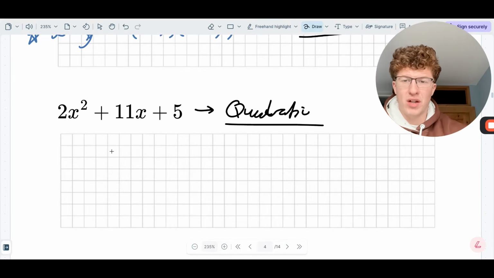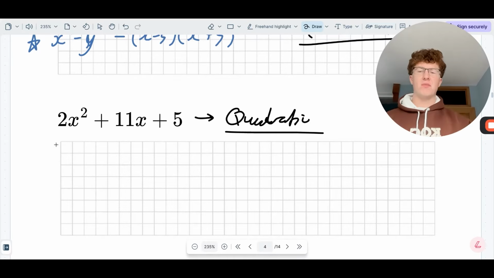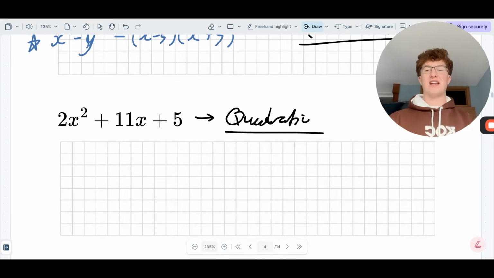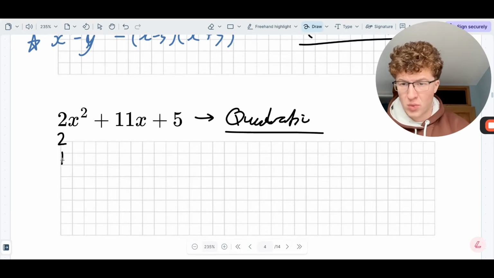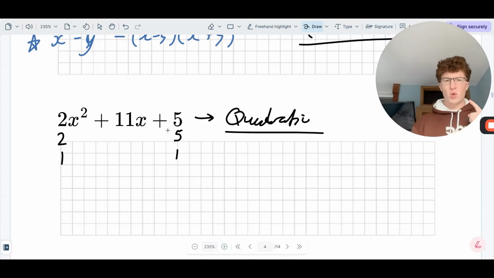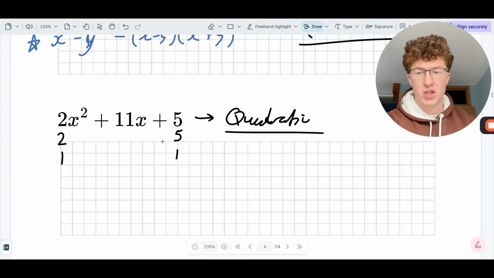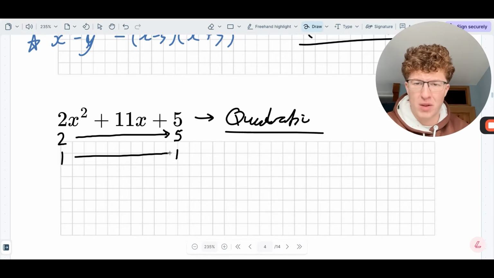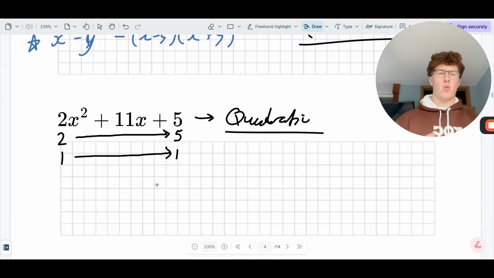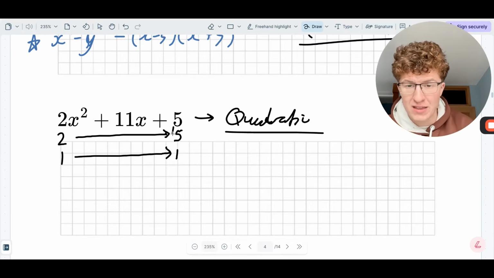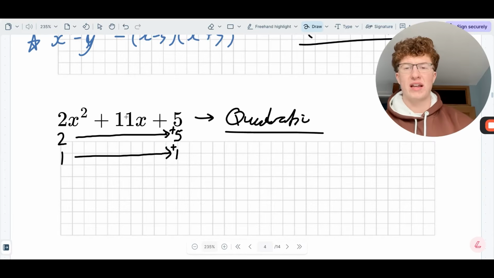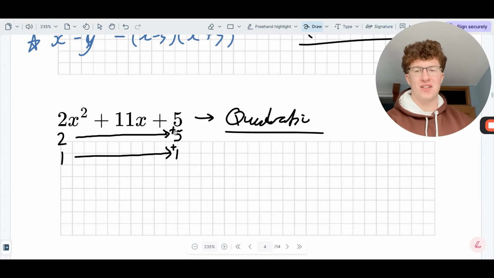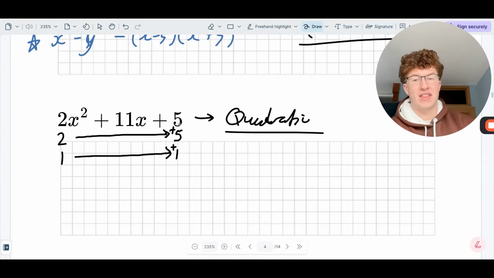So what we're going to do is write out the factors of the number in front of the x squared and the number at the end. The factors of 2 are just 2 and 1, and the factors of 5 are just 5 and 1. Now, we need to find a combination that will add to 11x here in the center. If we multiply the 2 by the 5, we get 10. And if we multiply the 1 and the 1, we get 1. 1 plus 10 is 11. So if we take both of these to be positive, we're going to get the 11x we need. Notice also, when we multiply these, we get the 5 we need as well.